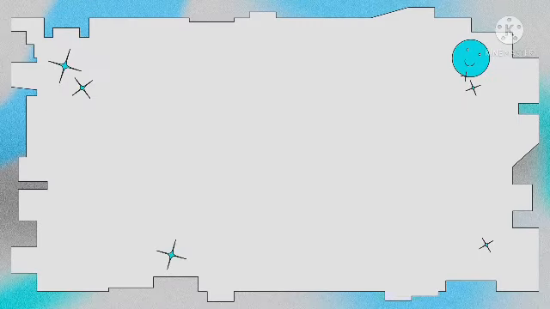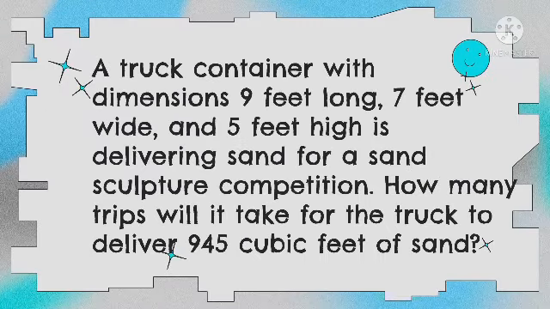Okay, for the last problem, a truck container with dimensions 9 feet long, 7 feet wide, and 5 feet high is delivering sand for a sand sculpture competition. How many trips will it take for the truck to deliver 945 cubic feet of sand? So, dito ang hinahanap natin yung ilang trips or ilang balik yung gagawin ng truck para ma-deliver yung 945 cubic feet ng buhangin.